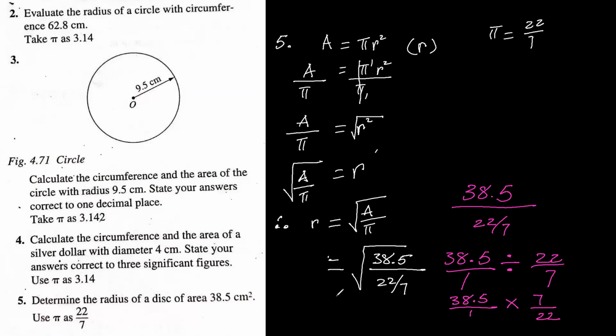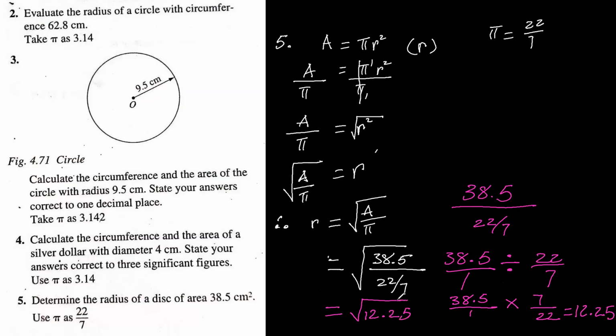Right. So what you have to do on your calculator is to work out 38.5 multiplied by 7 and get an answer. And then you divide by 22. That will give you, Jada, 12.25. But that's not the answer, because you did not work yet the square root of 12.25.